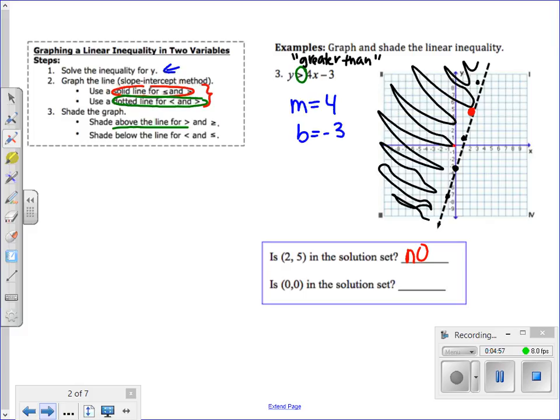However, (0, 0) is fully in the shaded region. So yes, (0, 0) is a solution. It would make that inequality true if I substituted it into the equation.